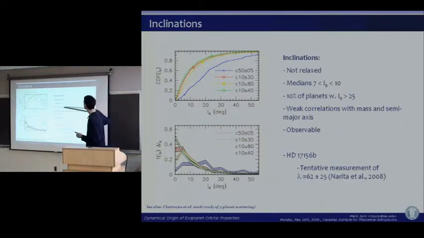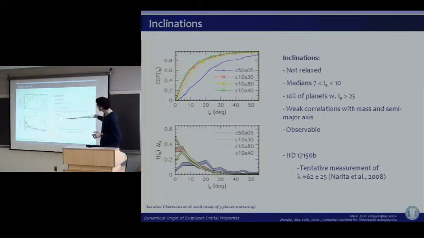What we're seeing here are the medians, which are dependent on the initial conditions because the distribution of inclinations is not relaxed. But the medians are on average between 7 and 10 degrees. And specifically, 10% of planets, so 1 in 10, should have a misalignment of more than 25 degrees. You can also look for correlations between inclination and mass at the same semi-major axis. There are some weak correlations, but nothing important for now.